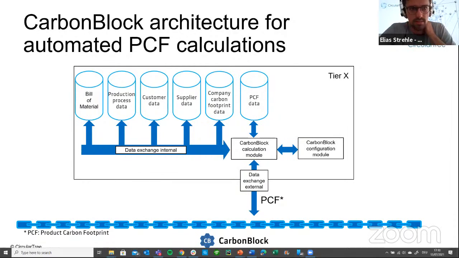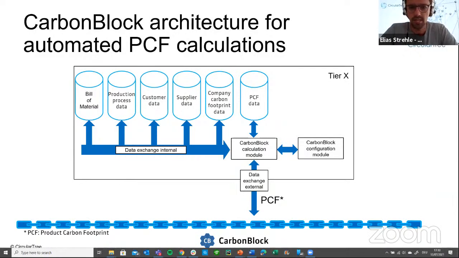The key to making this practical is to automate as much as possible. To calculate the product carbon footprint, a company needs a lot of data, and they do have this data available in different databases. The idea of Carbon Block is to use the data where it is. So we use existing databases, and these connect to our Carbon Block calculation module. Another important point is that the calculations are run by the company itself. And once the product carbon footprint is calculated, it goes out into the larger world and into the Carbon Block system.